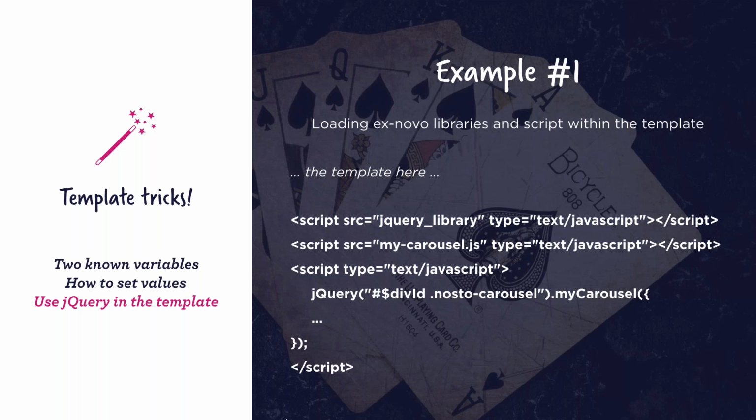The first example is, as I said, to load a library ex novo within the template. So if you have your template here, at the bottom of it, you can load different libraries and then use the jQuery selector to aim for the right component within the template and to fire on it the JavaScript function you want, in this case a carousel. It's just an example.